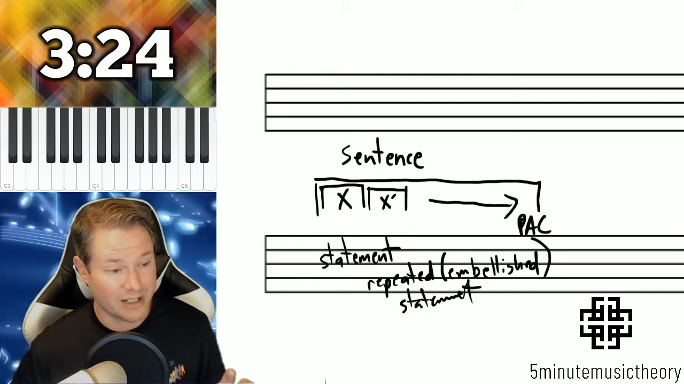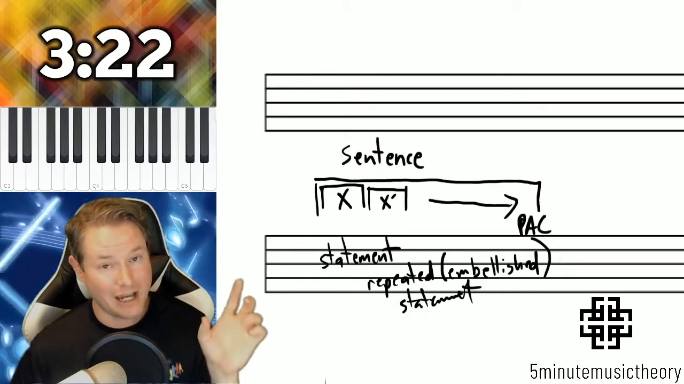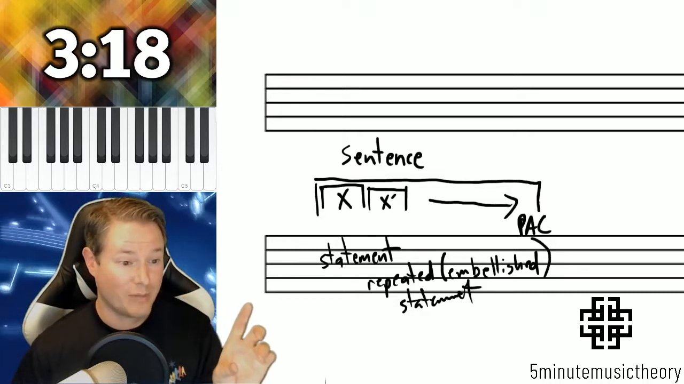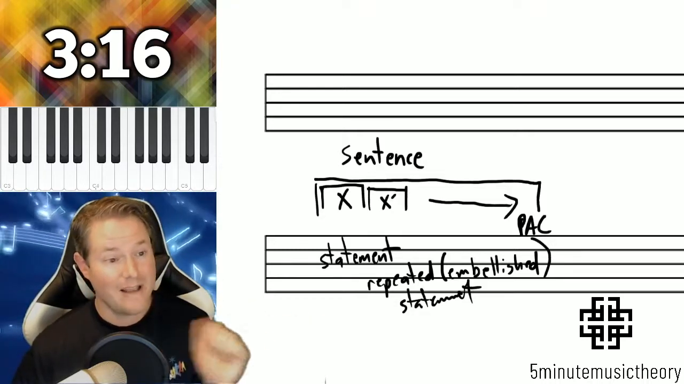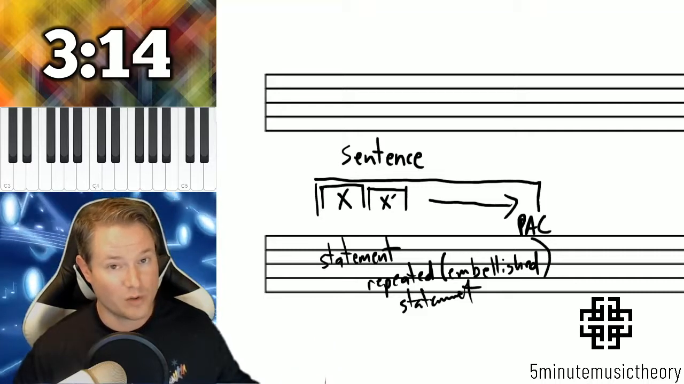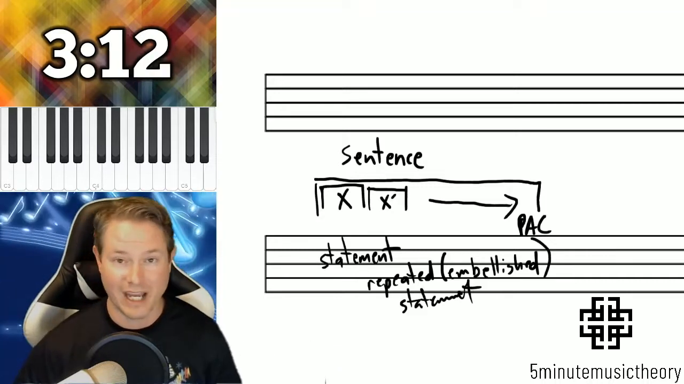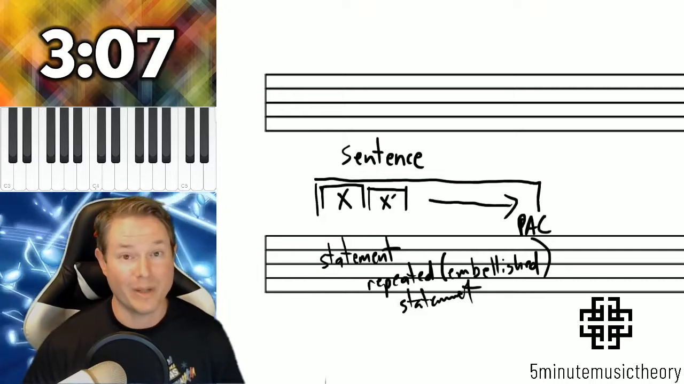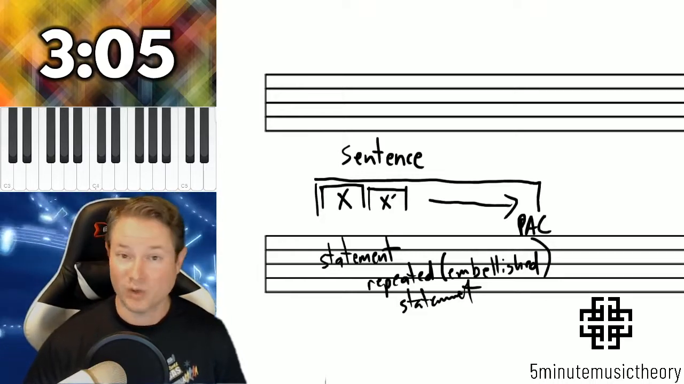When you're looking at a single sentence, you have a statement, which is usually referred to as X, followed by X prime, which is that repeated, often embellished statement, and then some material in between those two statements ending in some sort of a cadence, whether it's inconclusive or conclusive. This is a very, very common setup in tonal music.